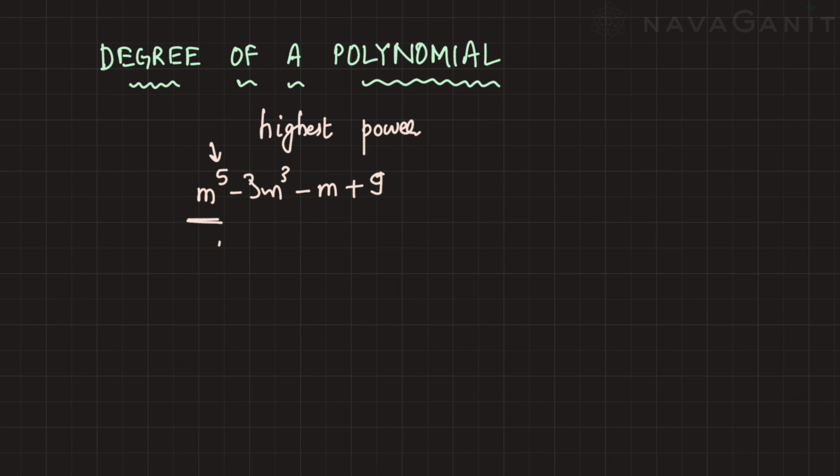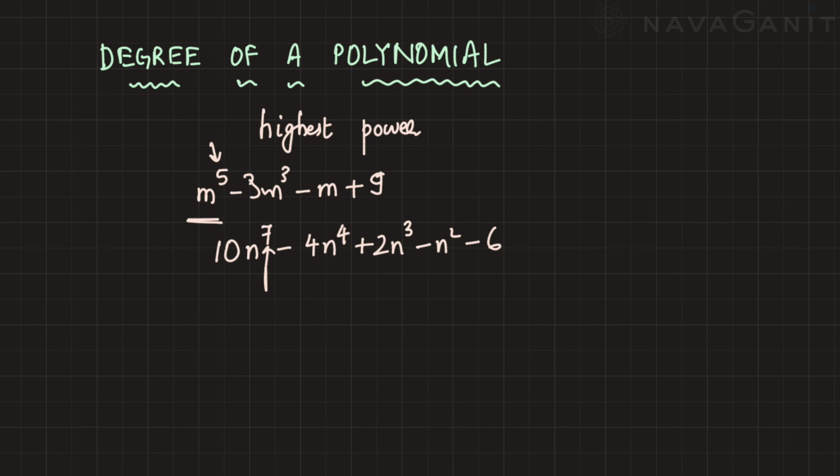Similarly, if we have 10n to the power of 7 minus 4n to the power of 4 plus 2n to the power of 3 minus n squared minus 6. Now this is a polynomial of degree 7 because the highest power of n is 7.